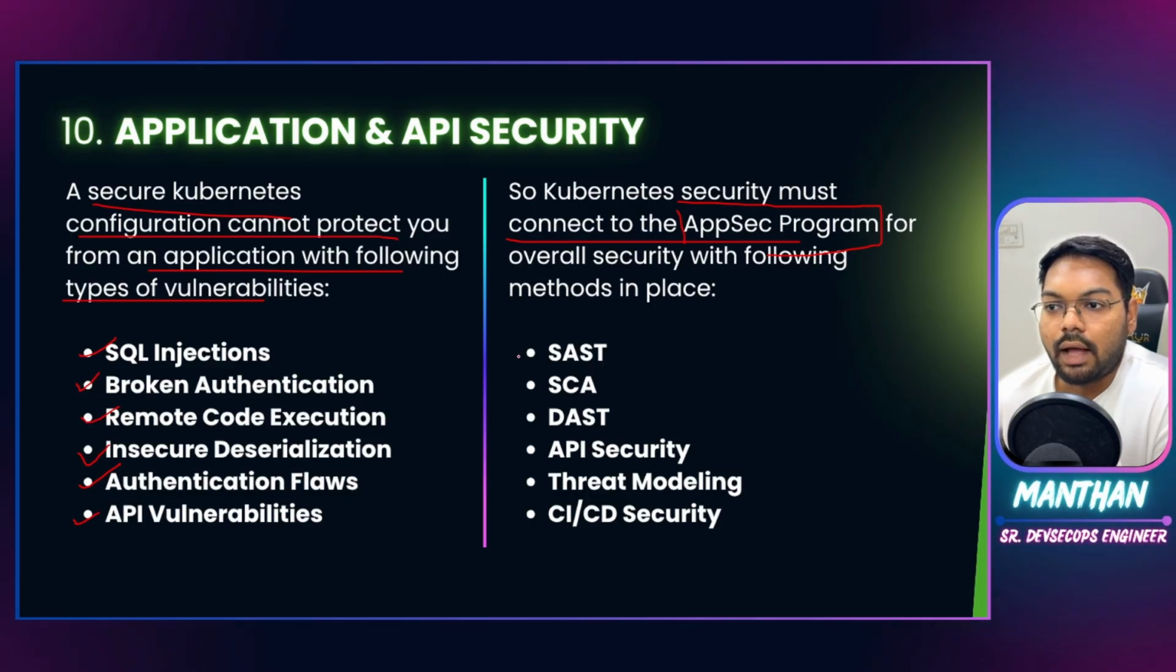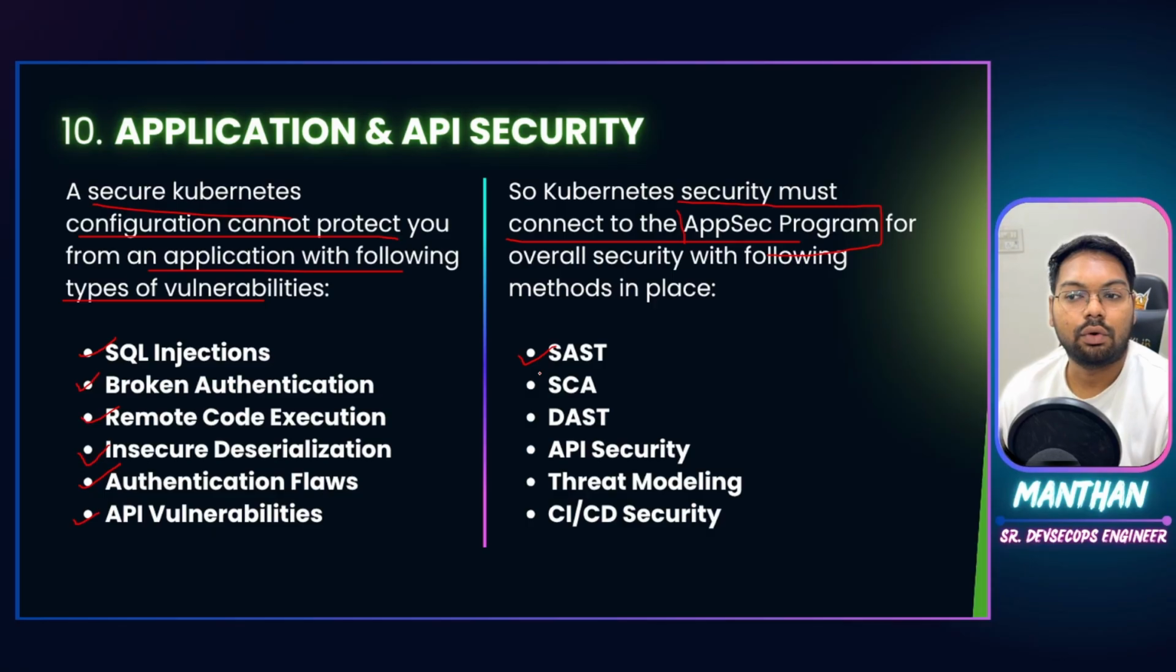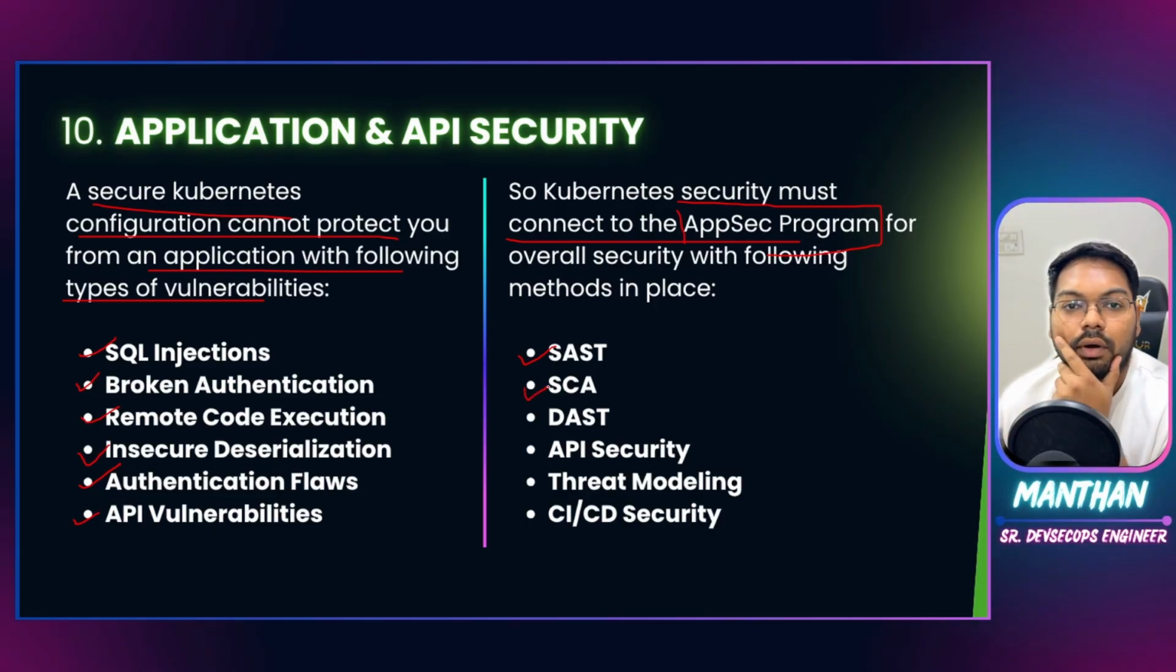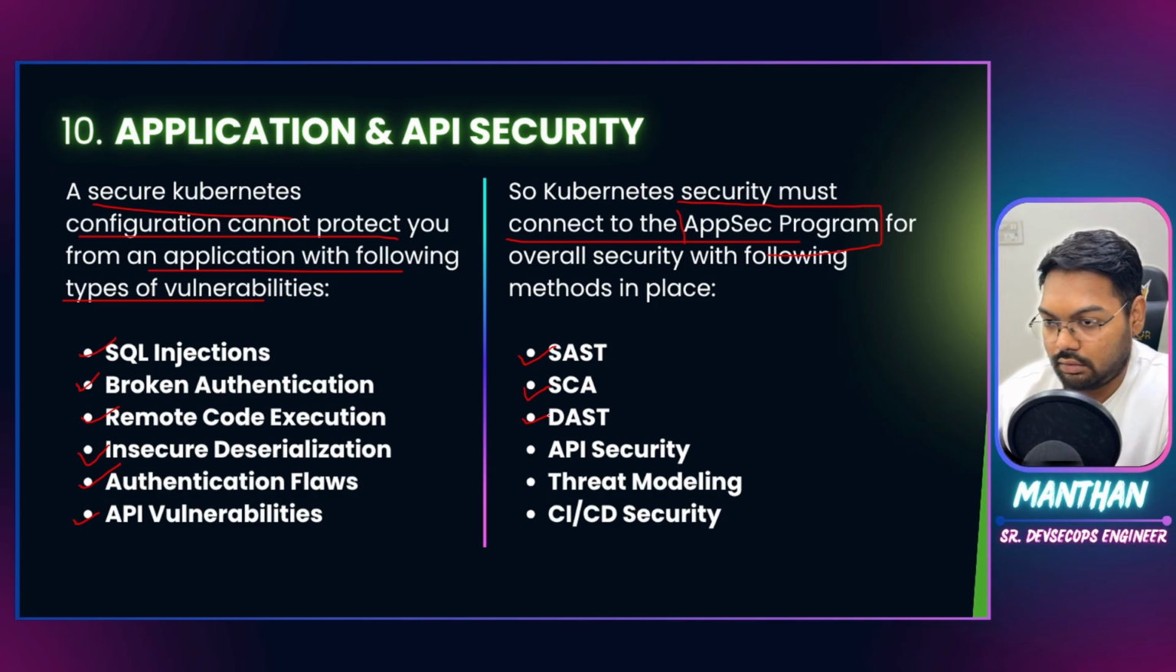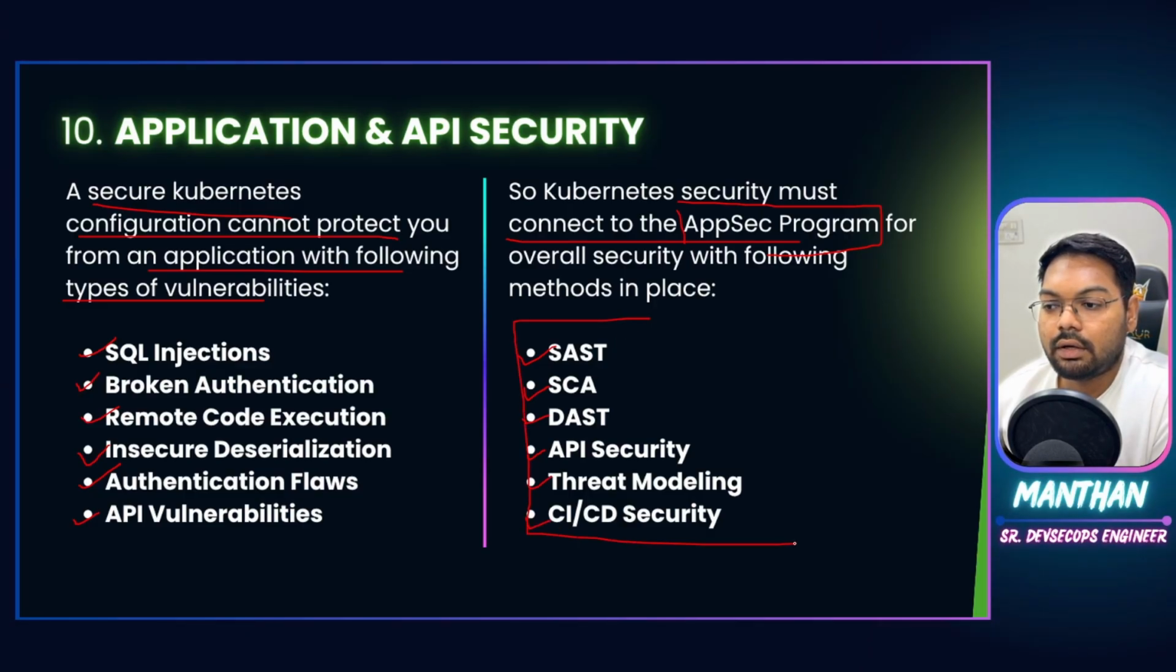That's why the app security program consists of SAST, which deals with code security, then SCA, which is for library security, and then DAST, which is for dynamically testing your applications when they are running. And then API security, threat modeling, and CI/CD security. So Kubernetes security should be connected to this program.